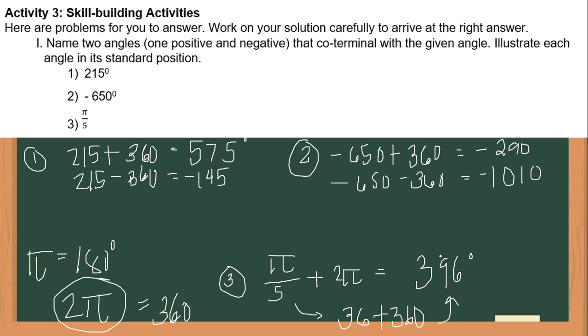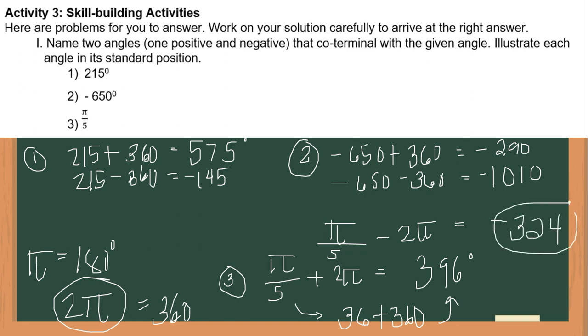Next, the negative one. Pi all over 5 minus 2 pi, or simply 36 minus 360. Answer: negative 324. So those are the answers, one positive and one negative coterminal angle with a given angle.